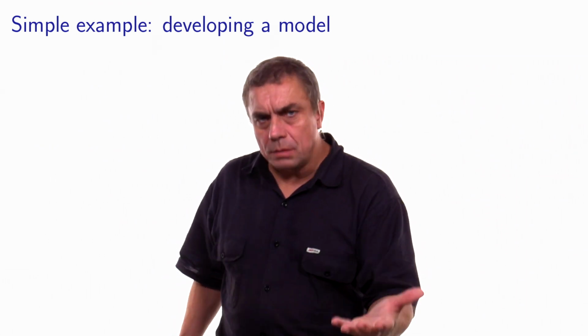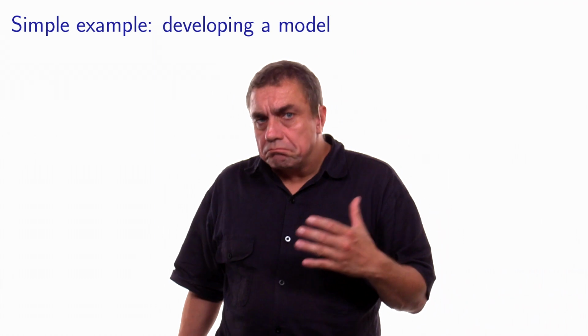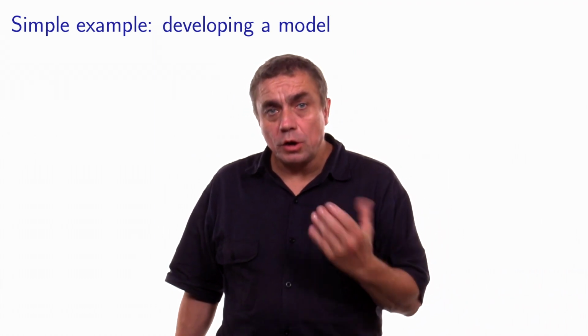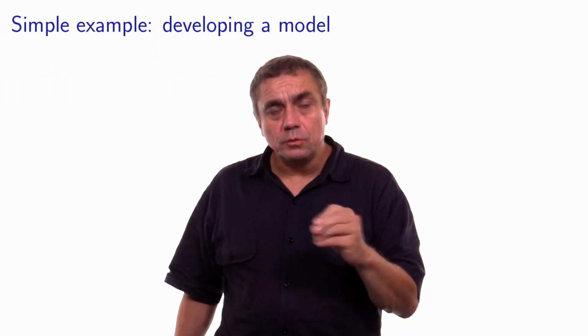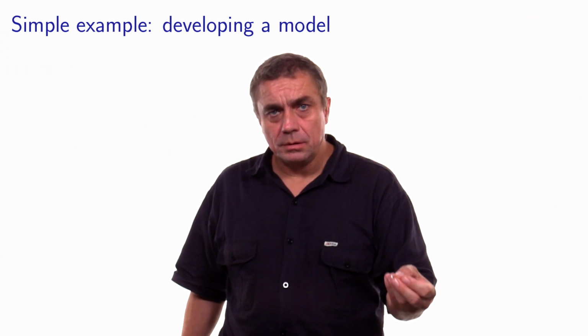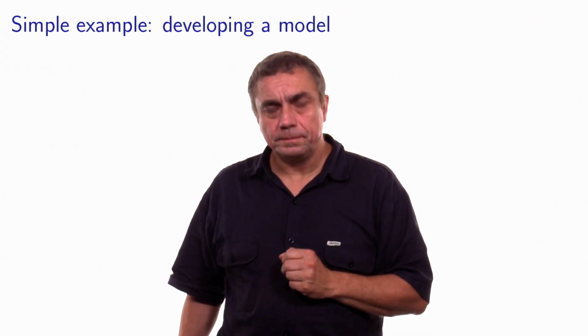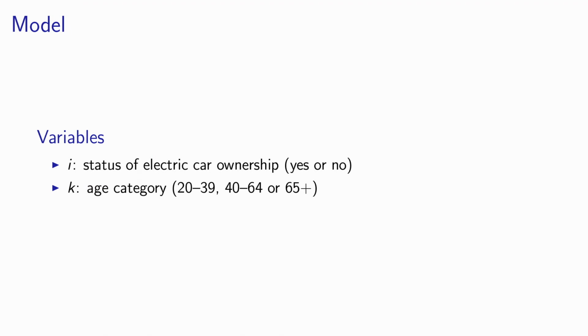Here we mean a mathematical model. A model is a simplification of the reality that allows us to manipulate it and to make calculations about it. That's what we will do in this video. First, we need to define variables. In this example, there are two variables that are involved. The first variable is the status of electric car ownership. And this variable, that we will denote by I, can take two values, yes or no.